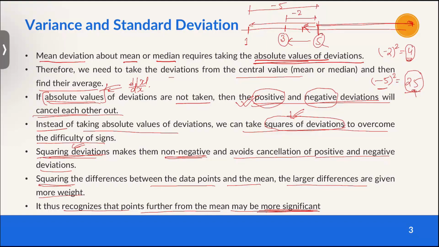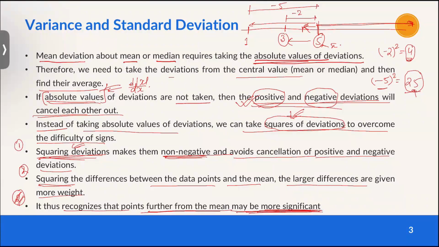So if x bar is the mean, we have captured two important factors. First, we are getting non-negative values because we are squaring the deviations. So both positive and negative values are getting squared up. And also, we are capturing that points farther away from the mean are becoming more significant now.